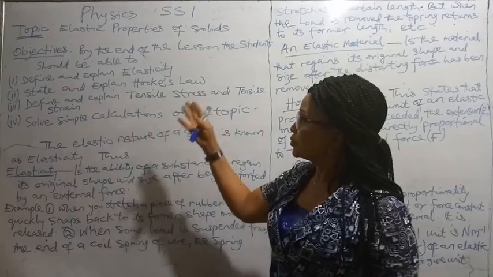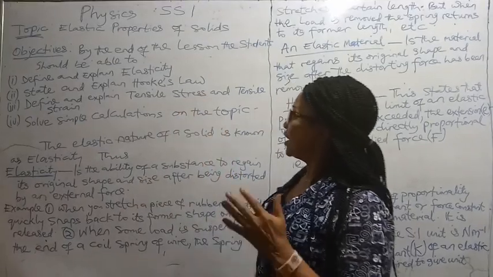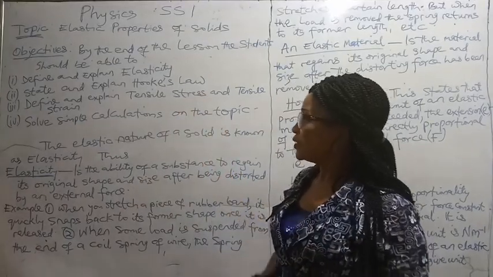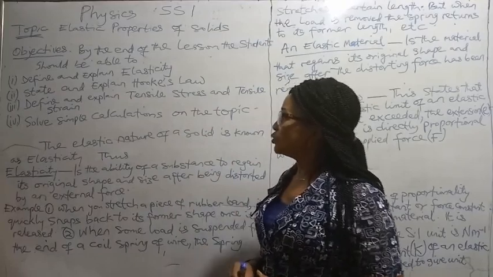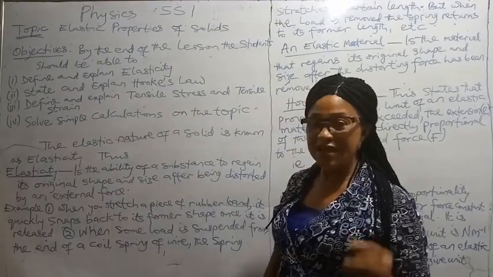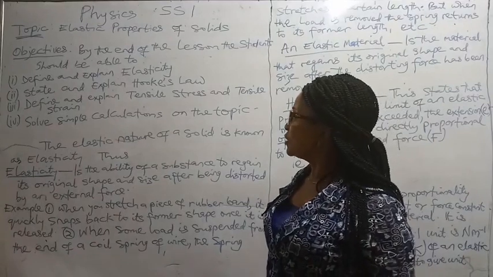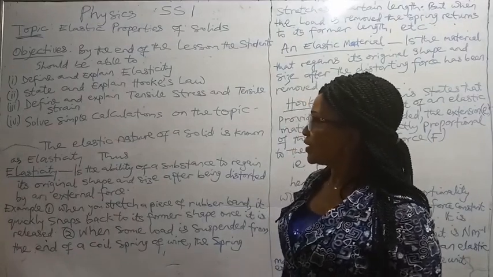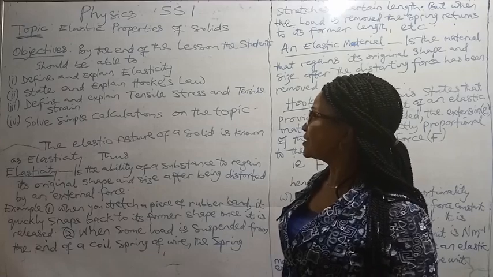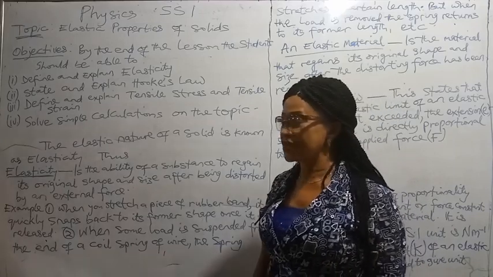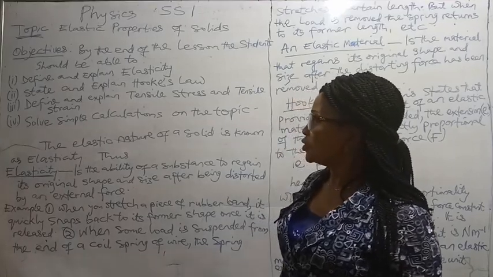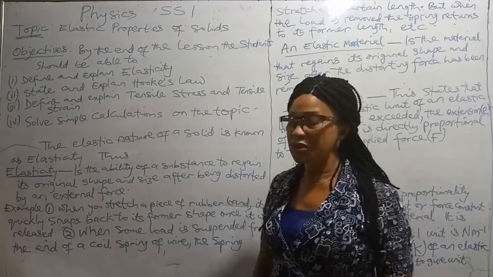Now, the objectives. By the end of this lesson, the student should be able to: number 1, define and explain elasticity; number 2, state and explain Hooke's law; number 3, define and explain tensile stress and tensile strain; and number 4, solve simple calculations on the topic.